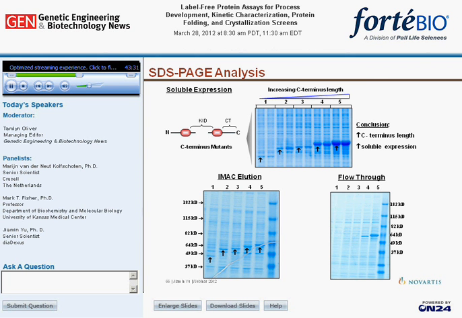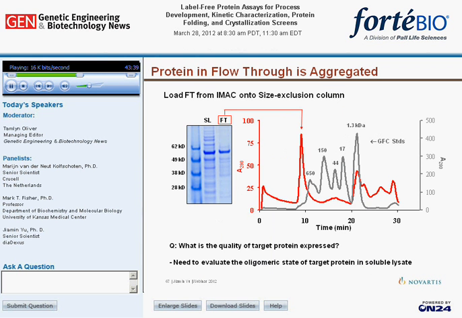It wasn't until we examined the IMAC flow-through one day that we realized the target protein in the flow-through was aggregated, suggesting that perhaps even if you could isolate the monomer with brute force, it's not of high quality. So we then asked the question, what is the quality of the target protein expressed? It became very clear that evaluating the oligomeric state of the target protein in soluble lysate was essential.